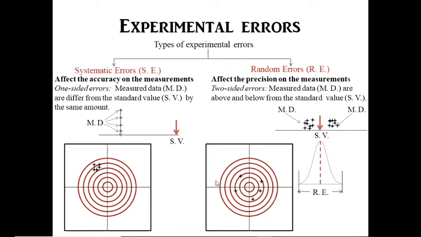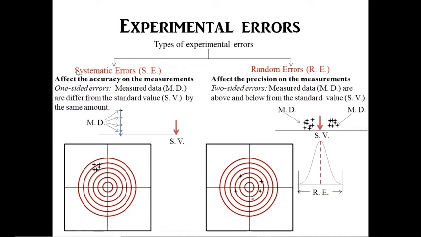There are two types of error: systematic error and random error. The systematic error will affect the accuracy of the measurement, but it will not affect the precision. And the random error always affects the precision of the measurement, but it will not affect the accuracy. Systematic error is one-sided error, and random error is two-sided error.